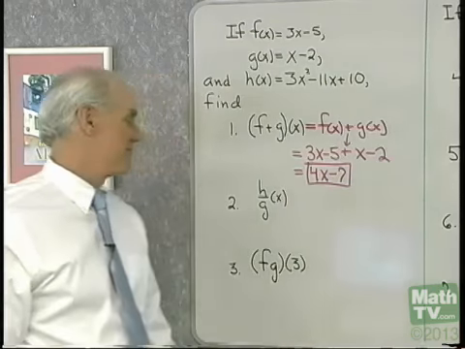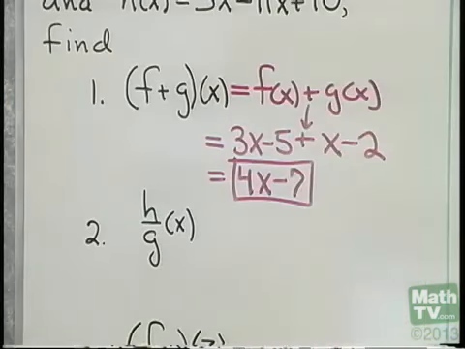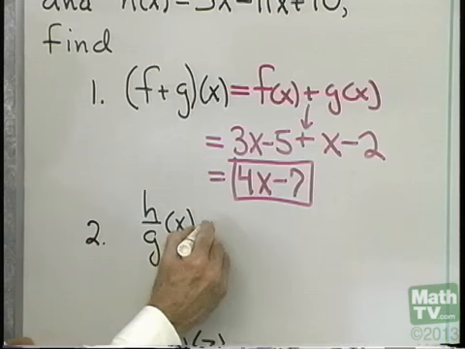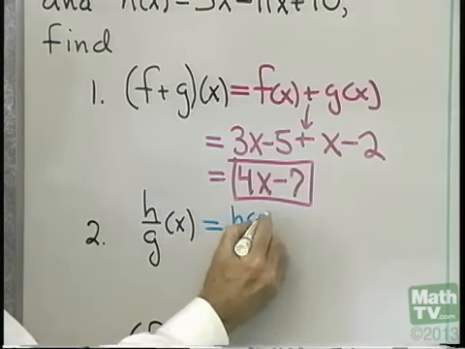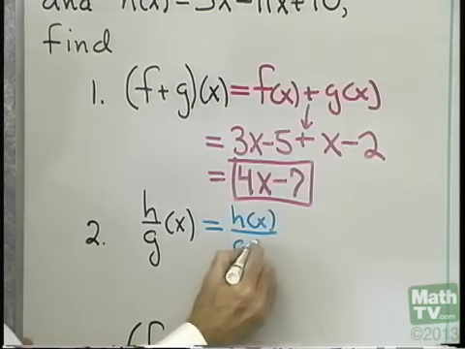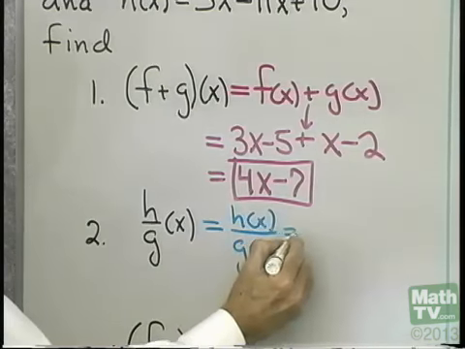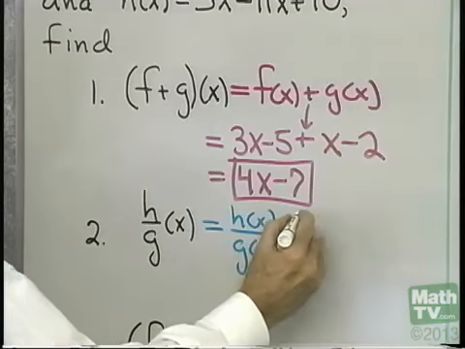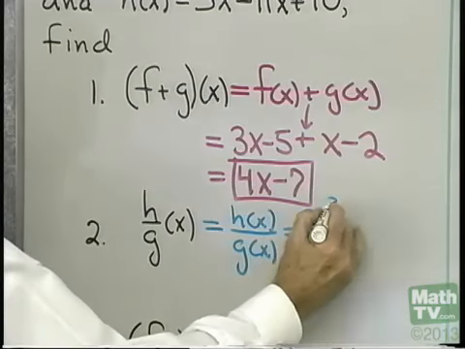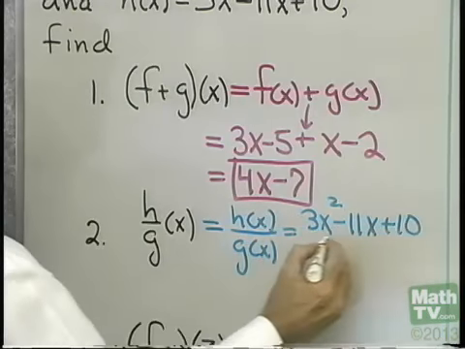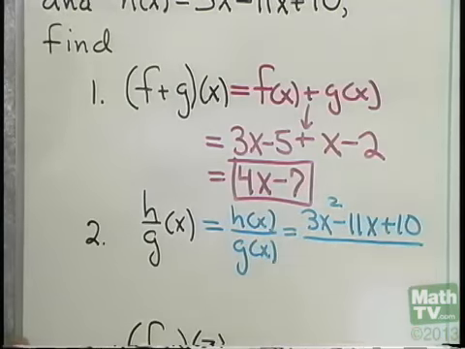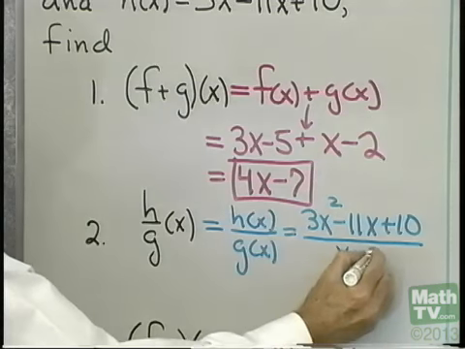Let's look at another one. Here I have the quotient of two functions, h over g of x. So I want to see what that's going to come out to be. So the definition for the quotient of two functions is going to be just their quotient, h of x over g of x. Now I'll go up to my list and I'll write down h of x, which is 3x squared minus 11x plus 10. And that's all over g of x, which is x minus 2.